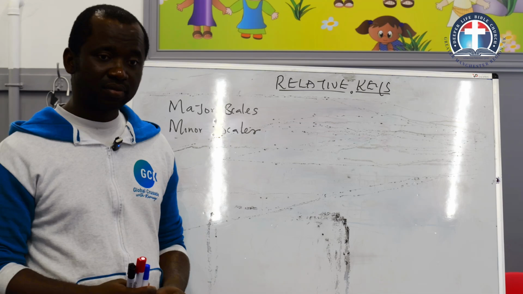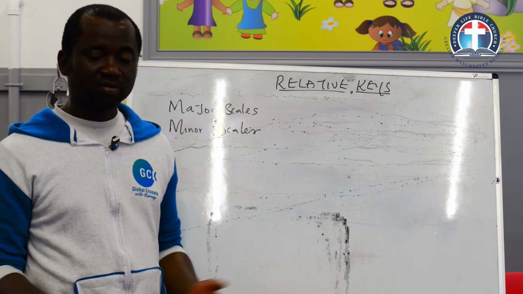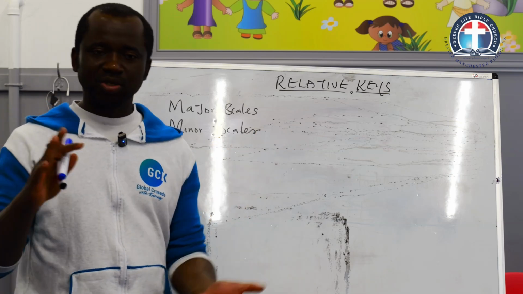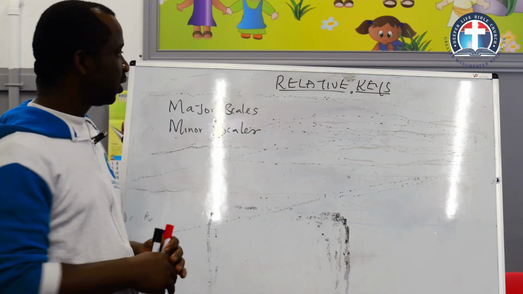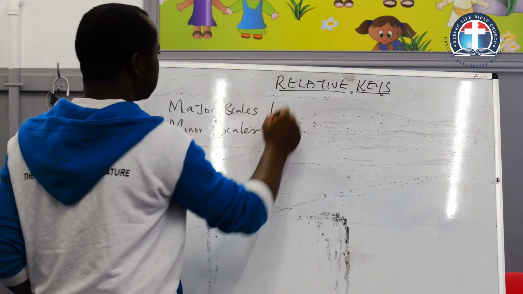12. If you count the black keys and the white keys of the keyboard, 12. Okay? So all those 12 keys, they are both major and minor. Okay? So now, just without wasting much time here.